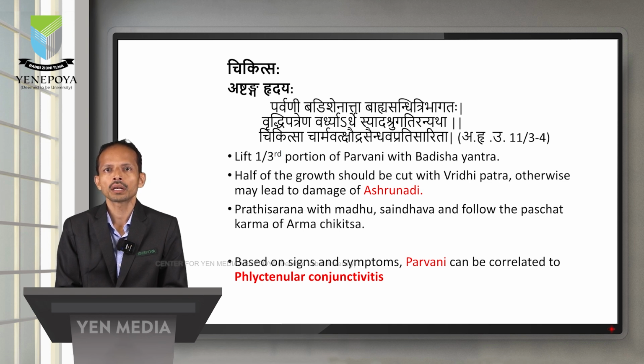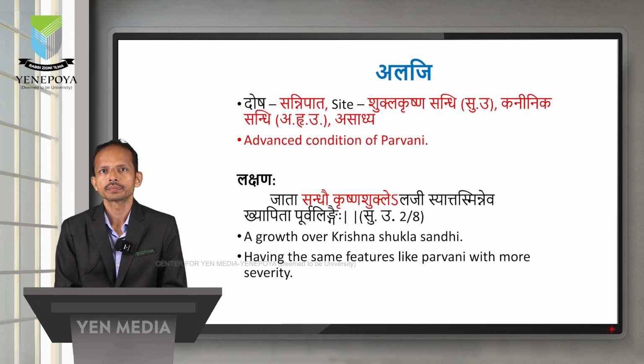Ardhe Syat Ashru Gatiranyata. While cutting this Parvani, we have to cut only half the length, otherwise there will be Ashru Srava. So Chikitsa is like Arma: Kshaudra Saindava Pratisarita. After that, as Paschat Karma, you have to do Pratisarana with Kshaudra and Saindava, just like Arma Chikitsa. This condition is correlated with phlyctenular conjunctivitis.